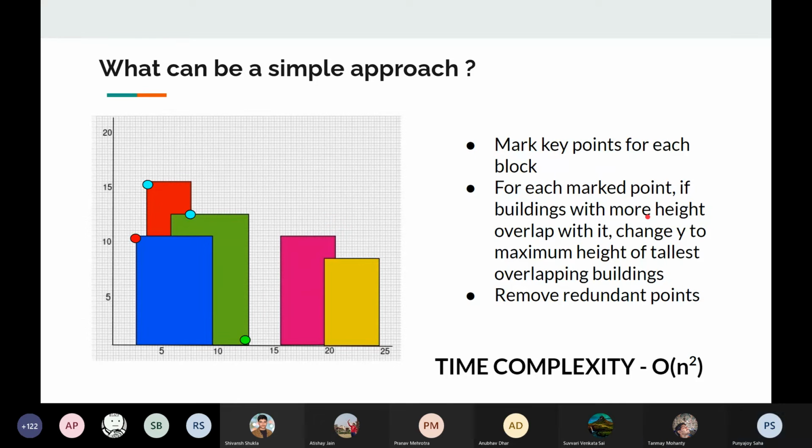So for each block, you have to check for all the blocks in the worst case. So for n blocks, you have to check n cross n, so n square.